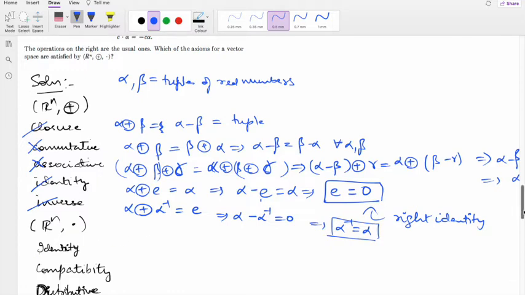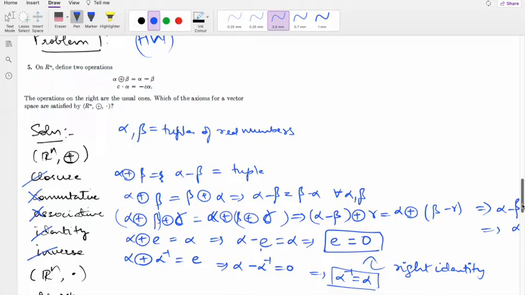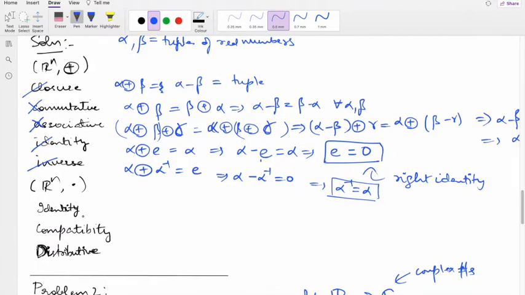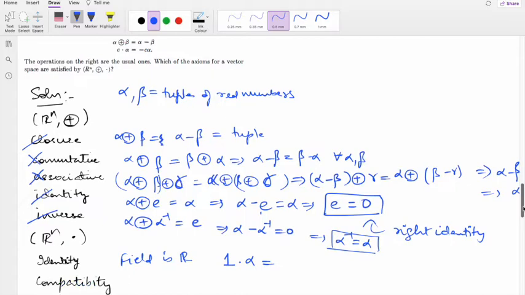So we are looking at the field defined by R. So the field here is R. For the identity element, I can choose 1 as the identity element, and 1 into any alpha is defined as what?